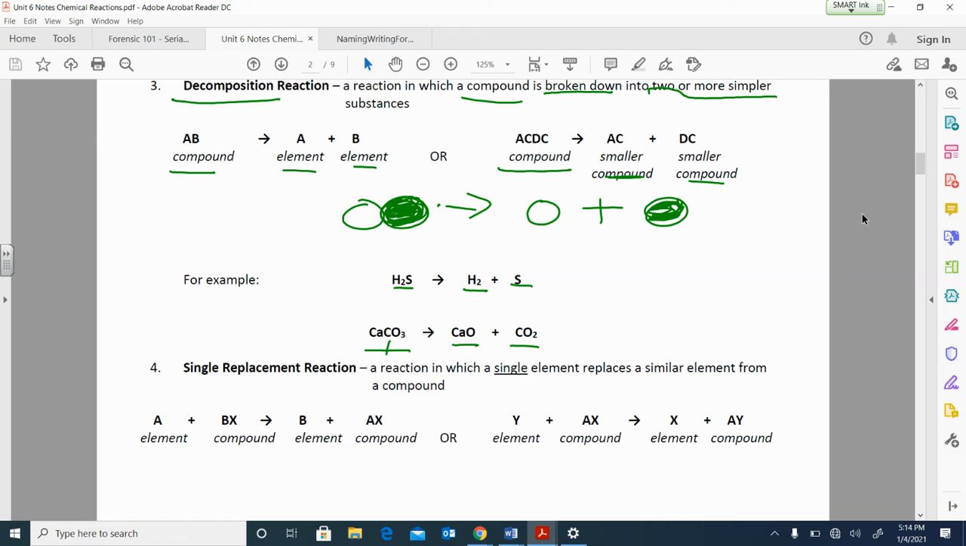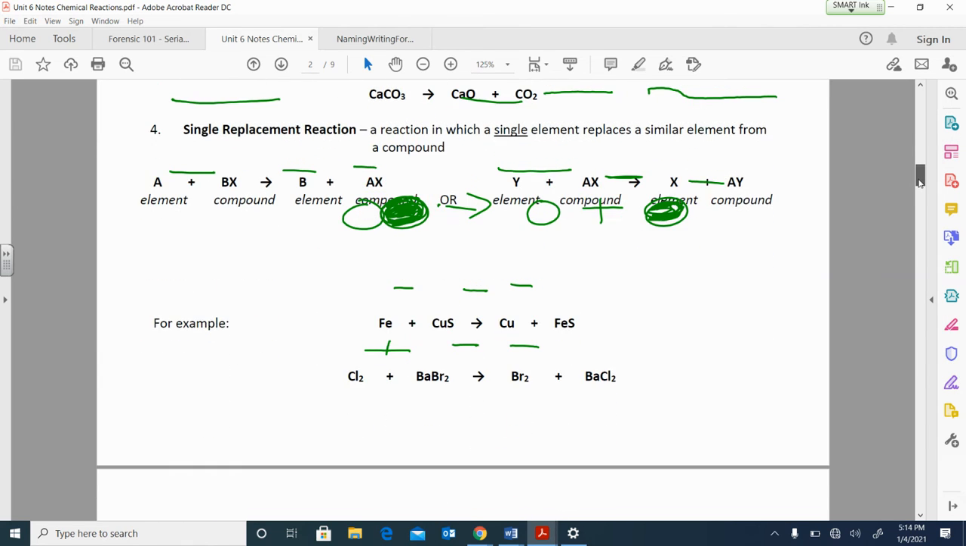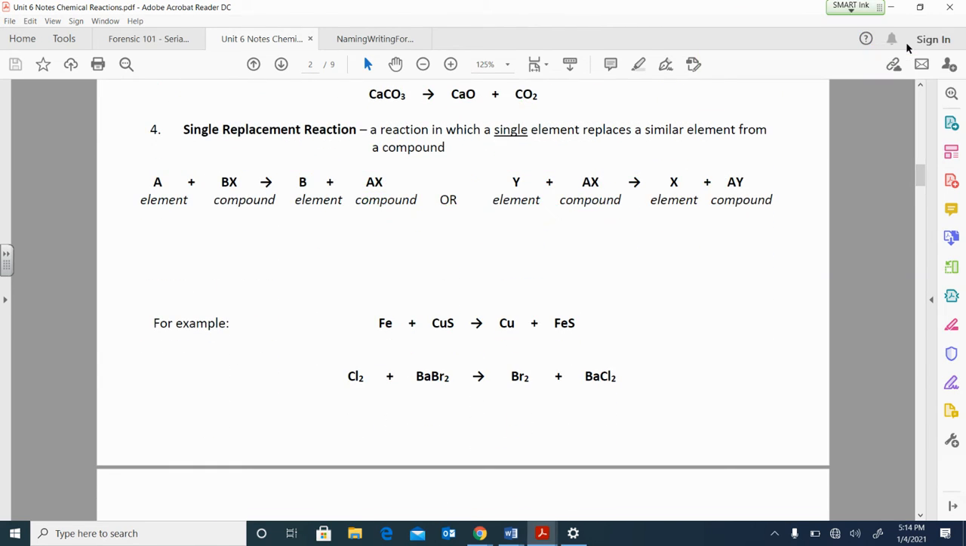Now we're going to do single and double replacement. So that was addition and decomposition. A single replacement reaction, hence the name, has a single element that's going to replace another element in a compound. So it's a reaction where a single element replaces the similar element. It's not going to kick out something that's not like it. It's going to kick out the most similar element to it from a compound.